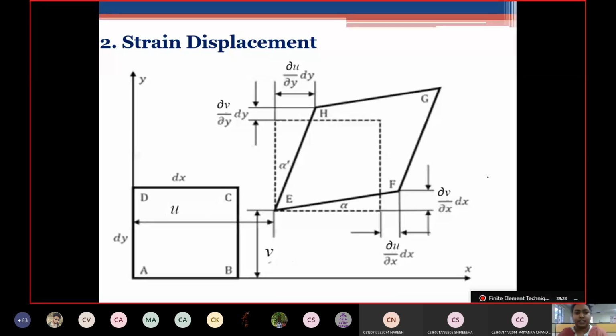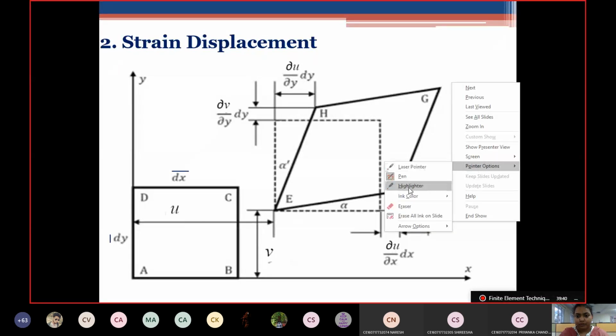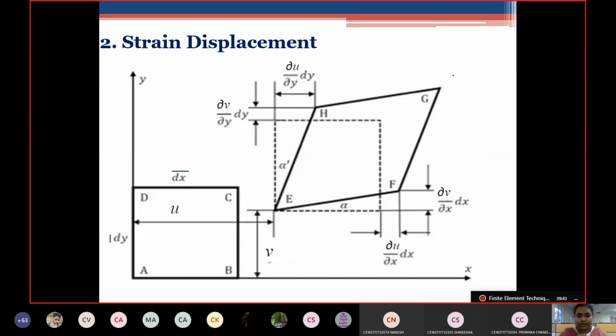Strain displacement equation. Now, suppose one phase of the cube, I'm taking dx and dy, is getting displaced. One phase of the cube is getting displaced in this form. This is the dx dy form. We are taking the x and y directions. One phase we are considering, and assuming that the member has undergone displacement and also deformation.